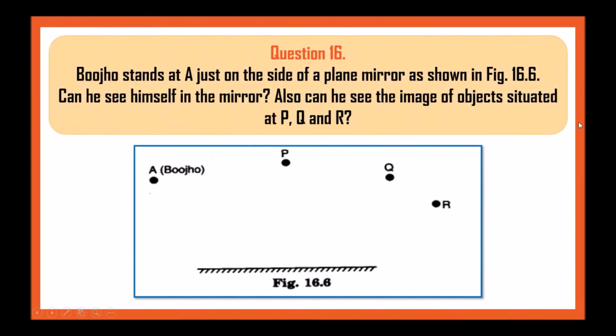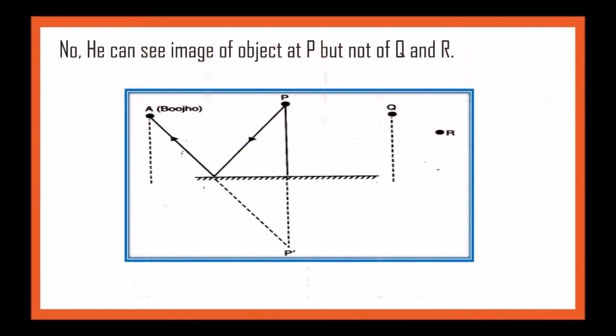Next, Boojho stands just on the side of the plane mirror as shown in the figure. Can he see himself in the mirror? Also, can we see the image of the object situated at P, Q and R? No, we can see image of point at P but not of Q and R.